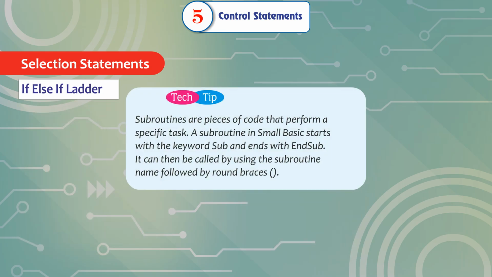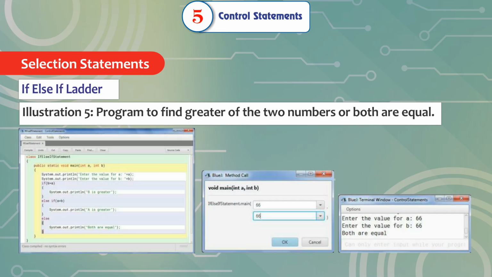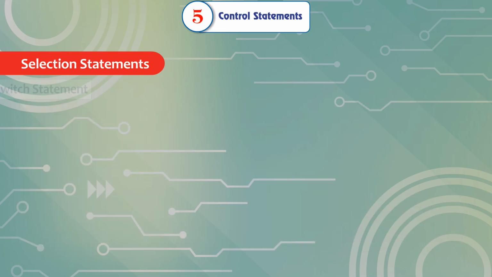Tech tip: subroutines are pieces of code that perform a specific task. A subroutine in Small Basic starts with the keyword sub and ends with end sub. It can then be called by using the subroutine name followed by round braces. Tech tip: the path taken through the code is sometimes called the flow of the code. Illustration 5. Program to find greater of the two numbers, or both are equal.